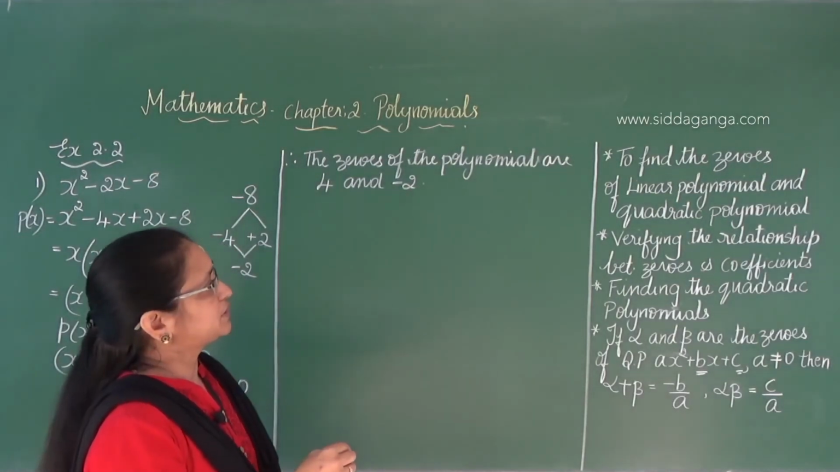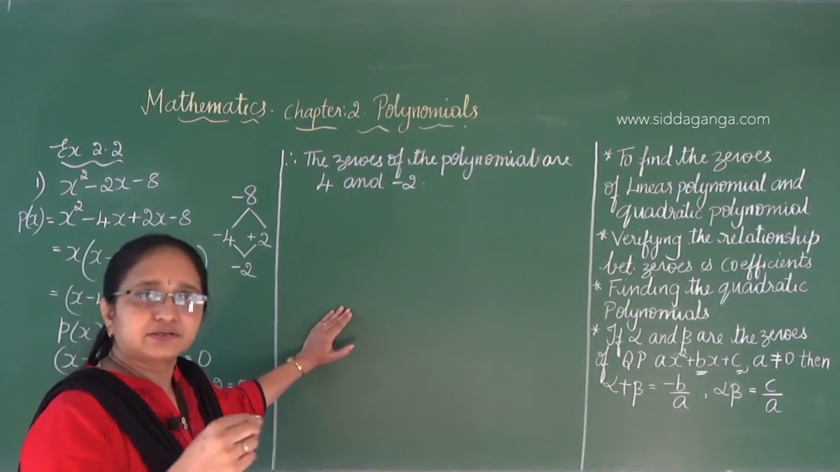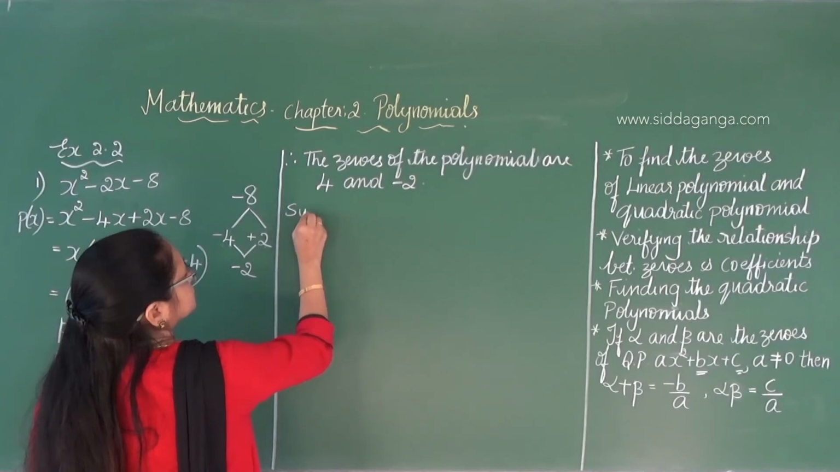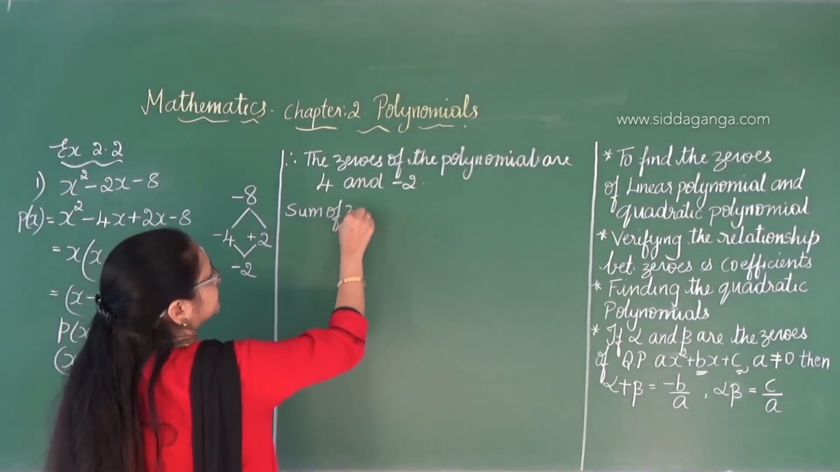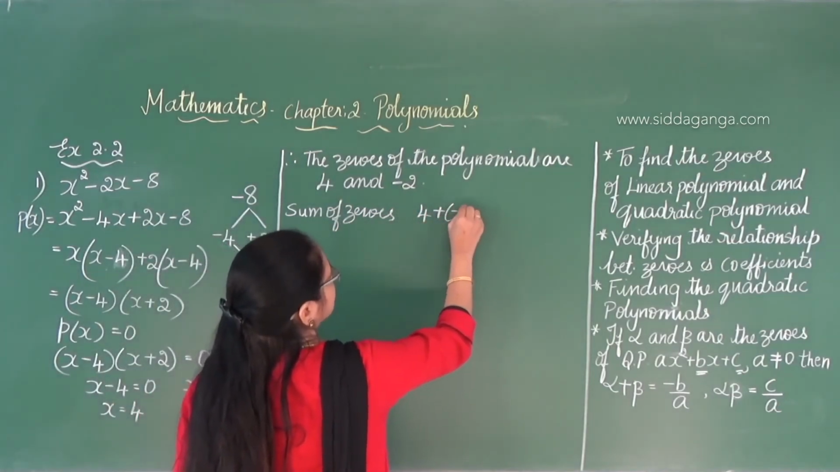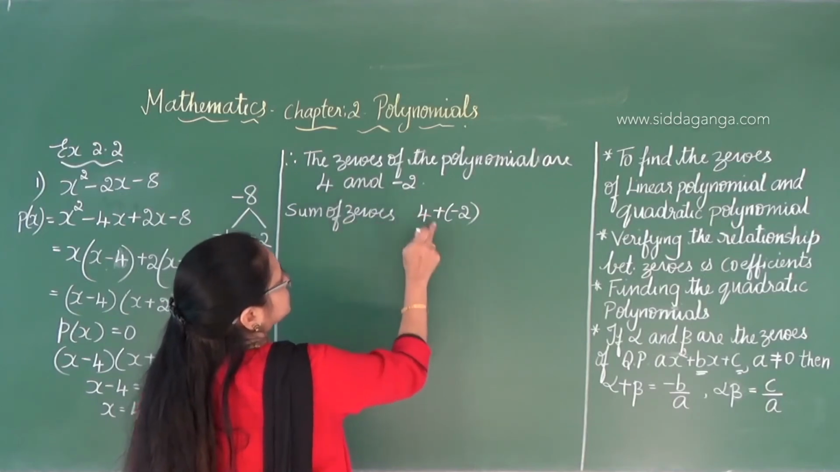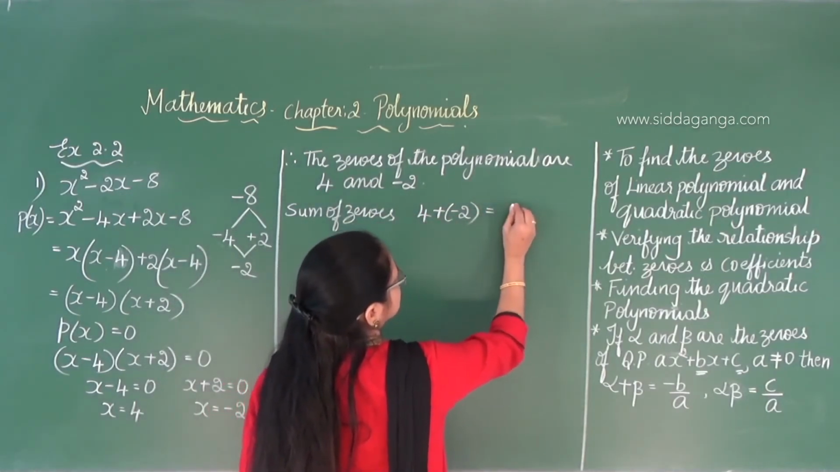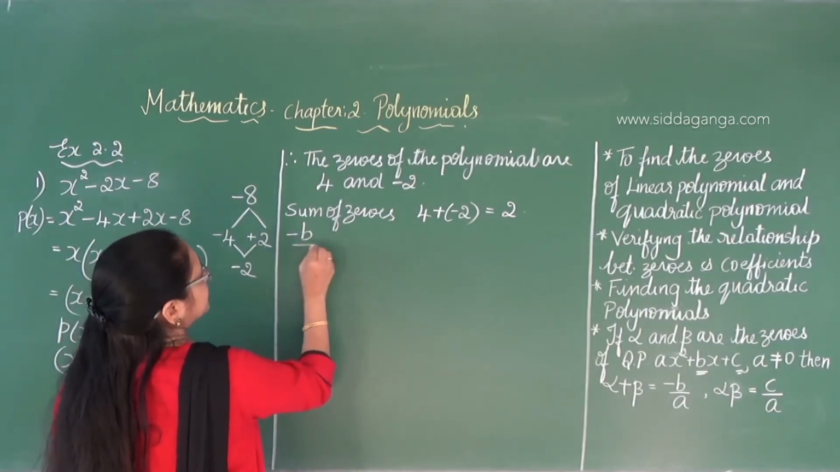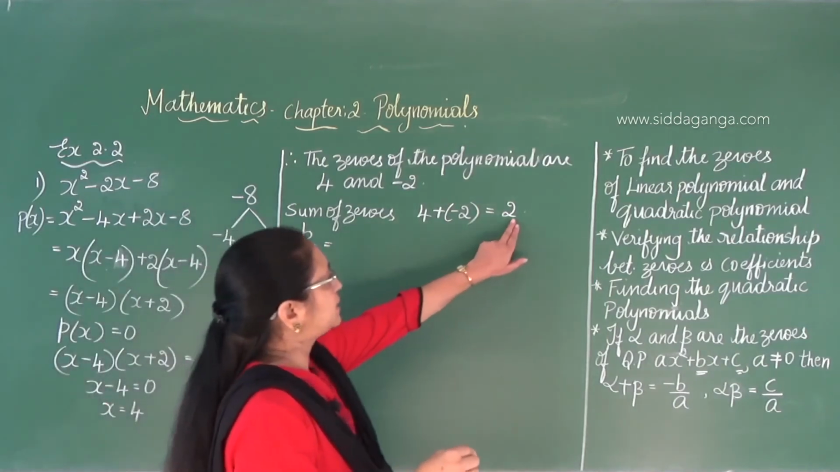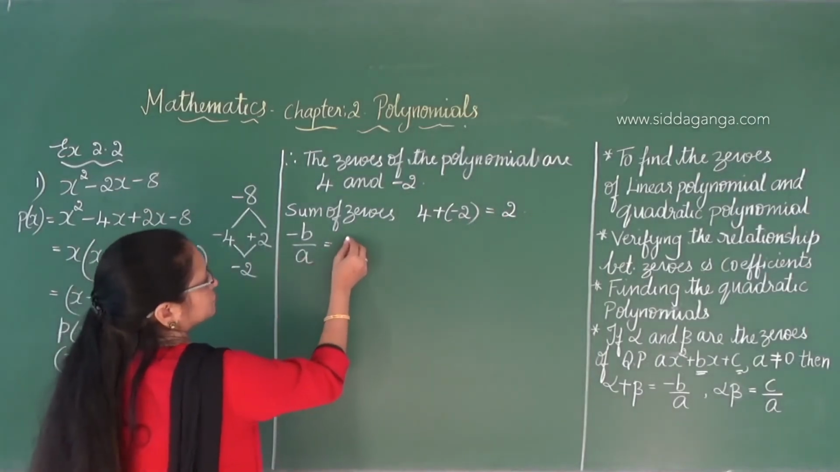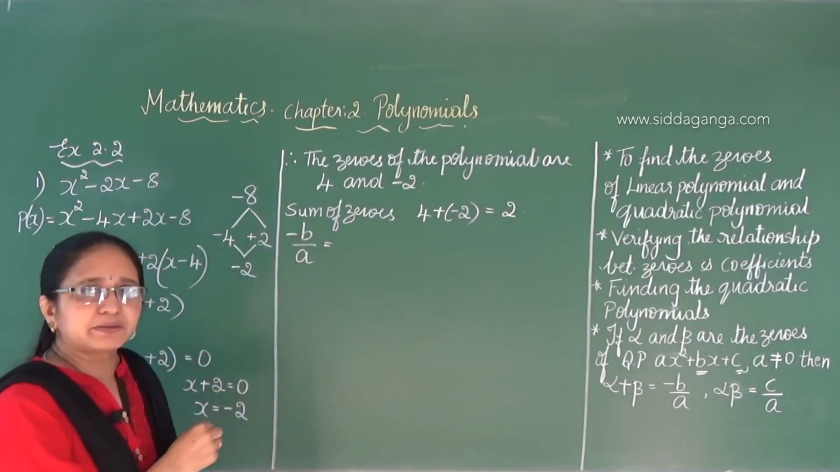Now, how to find out the relationship between the zeros and the coefficient? So, like this you have to start. Sum of the zeros. Find out the sum of the zeros. So, 4 plus minus 2, so this will become 4 minus 2 is 2. Now, find out minus b by a. Here you can verify with the coefficient, but this will be easy for you. So, I am adopting this method, minus b by a.